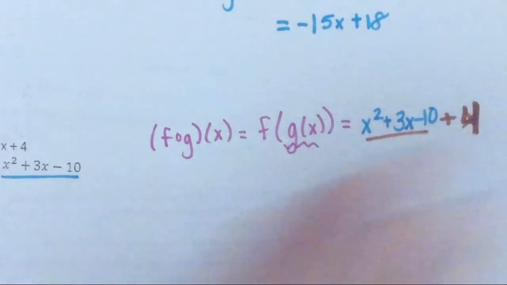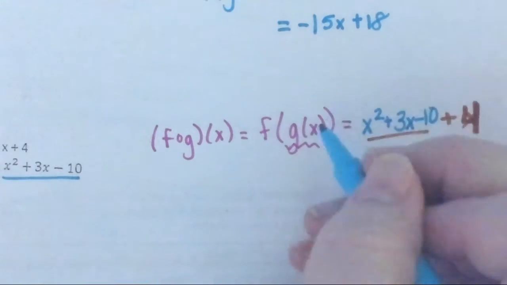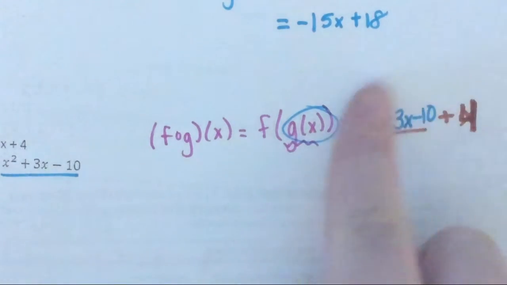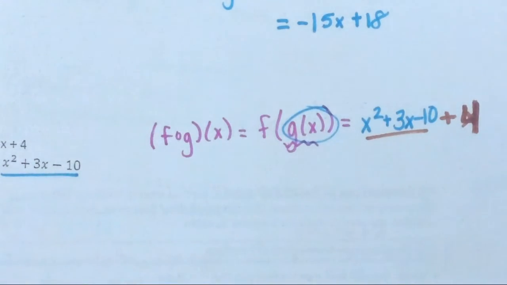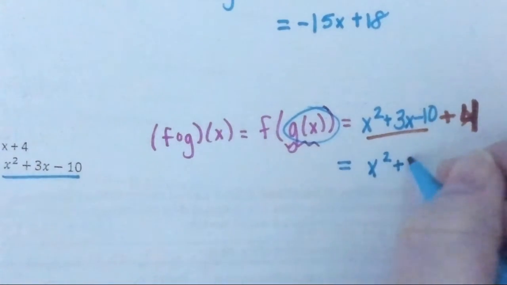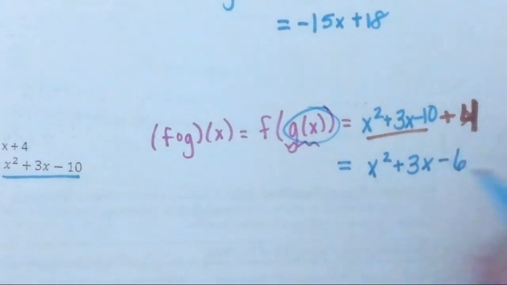So f was x plus 4, but they told us to plug in g inside f everywhere we saw an x. So instead of x plus 4, we have what g was, plus 4. And of course, we can simplify this and have x squared plus 3x minus 6.